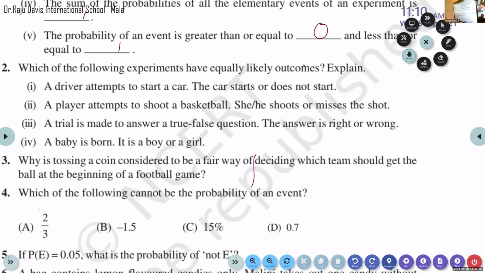First question, a driver attempts to start a car. The car starts or does not start. But the starting of a car depends on some other details. Suppose that driver is myself, it won't start because I don't know driving. It depends on some other things also. And suppose there is no petrol, it won't start. If the person who starts knows driving, and there is petrol, it will start. So it is not an equally likely outcome.